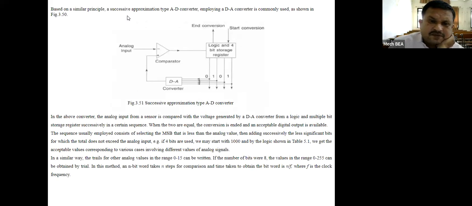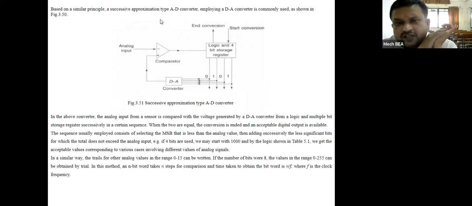Now based on a similar principle, a successive approximation type analog to digital converter employing a digital to analog converter is commonly used as shown in the figure. See that this is the comparator, this is the digital to analog converter. We are getting 4 different signals. In the above converter, the analog input from a sensor is compared with the voltage generated by a digital to analog converter from a logic and multiple bit storage register successively in a certain sequence. When the two are equal, the conversion is ended and an acceptable digital output is available.